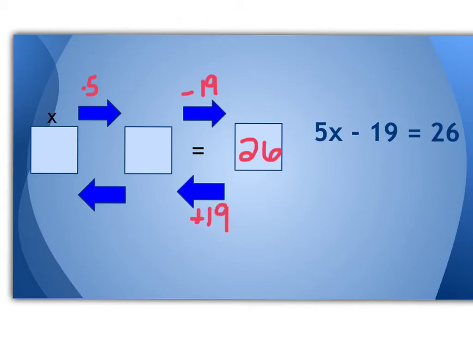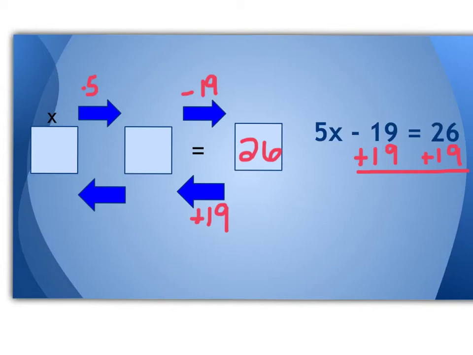Well, how do we show that over here? So I would add 19 to both sides, just kind of like I did over here. I undid it from the top, and I'm going to add it to the 26. And let's do that first.